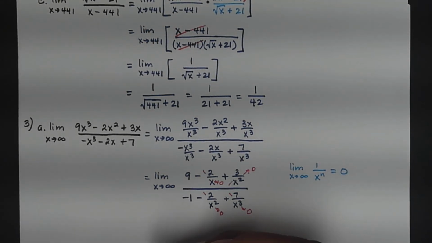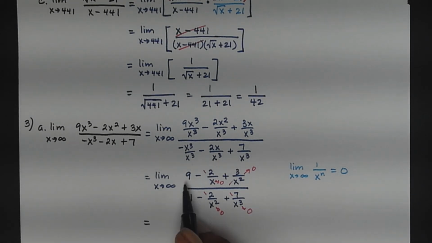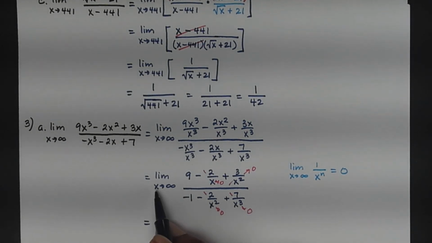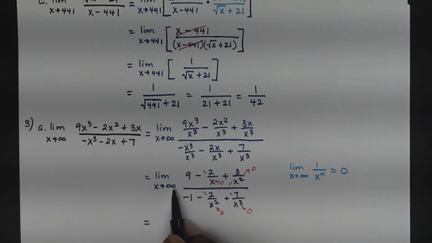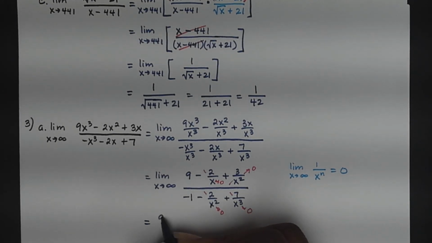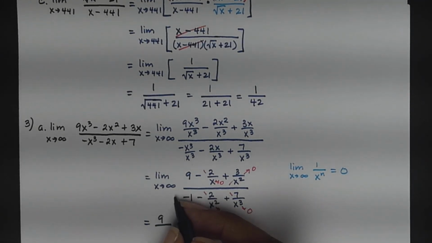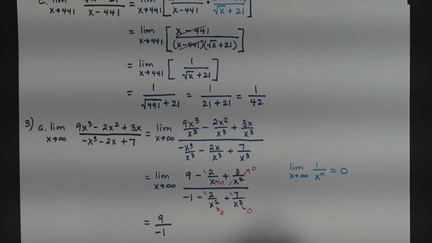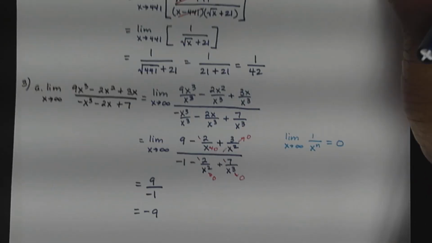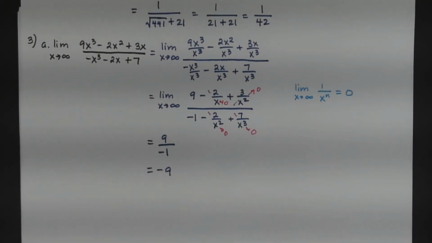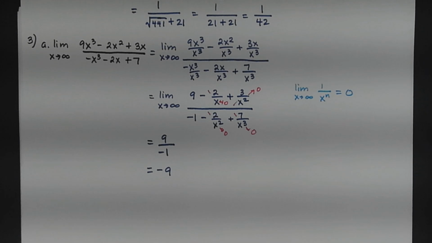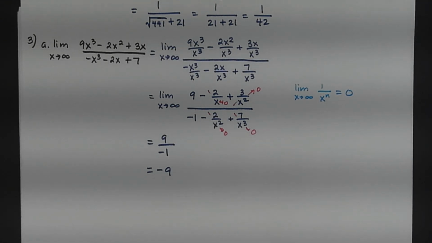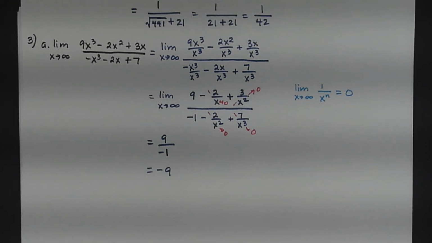So I'm going to end up with this. The limit of a constant is a constant. So the limit as x approaches infinity of 9 will be 9 over the limit as x approaches infinity of negative 1, that's negative 1. So 9 divided by negative 1 ends up being negative 9. So that would be the limit as x approaches infinity of 9x cubed minus 2x squared plus 3x divided by negative x cubed minus 2x plus 7 ends up being negative 9.